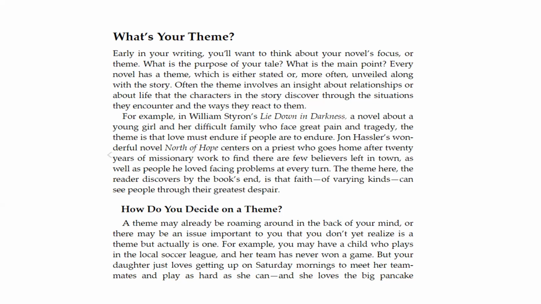John Hassler's wonderful novel, North of Hope, centers on a priest who goes home after 20 years of missionary work to find there are few believers left in town, as well as people he loved facing problems at every turn. The theme here, the reader discovers by the book's end, is that faith of different kinds can see people through their greatest despair. So that means you could have the worst problems in the world, but for a lot of people, what makes them survive these terrible situations is their faith in God.